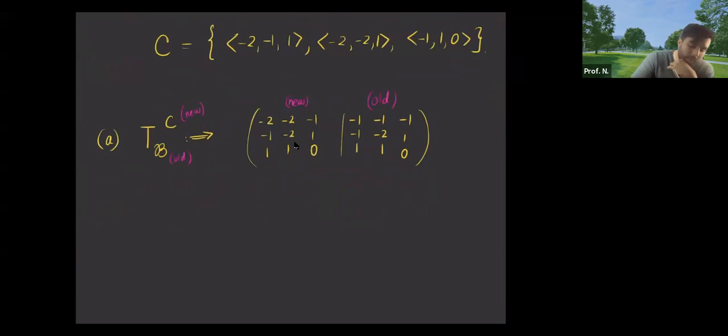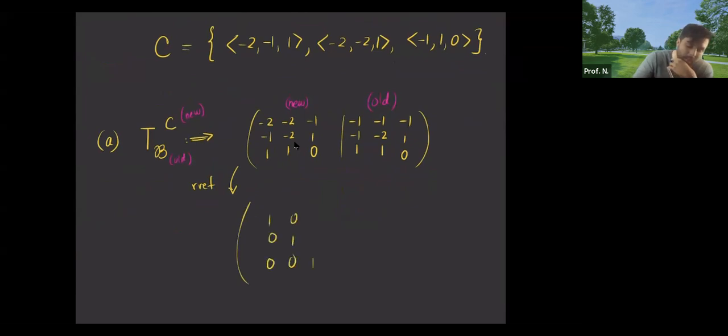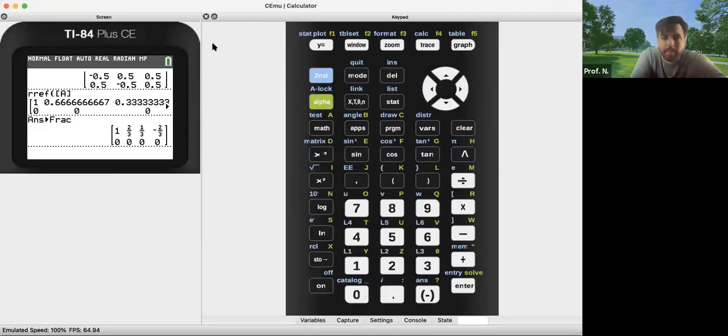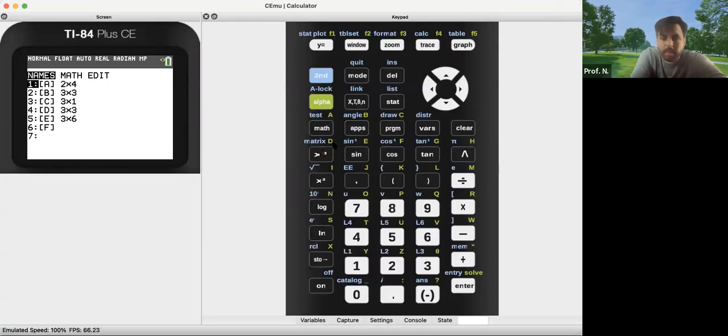And then we do the row reduced echelon form. The idea is that on the left side, you should get the identity. And on the right side, you will get the transition matrix from B to C. Let's do that. This will be a 3x6 matrix. So second matrix, and then we edit 3x6.